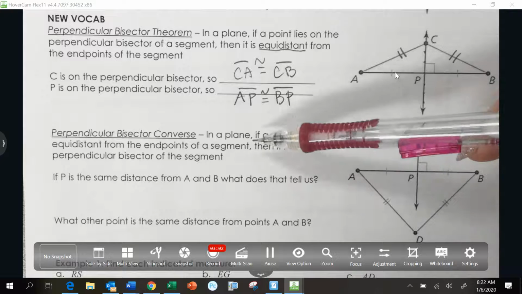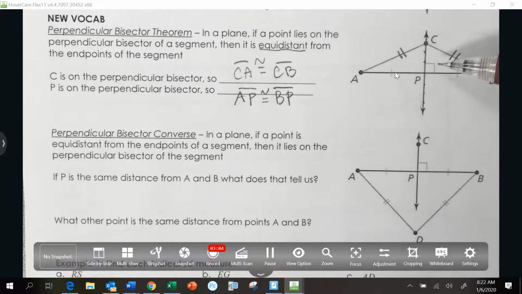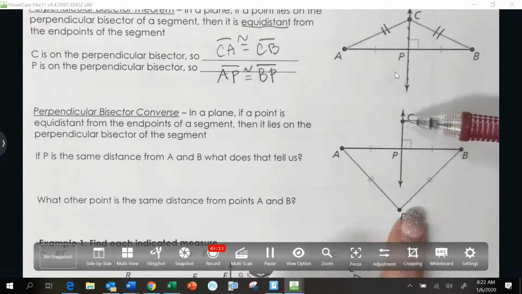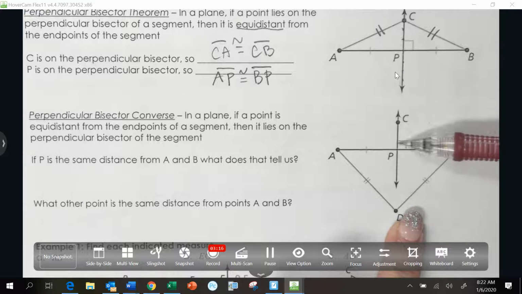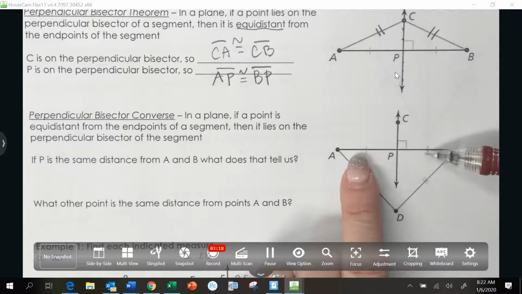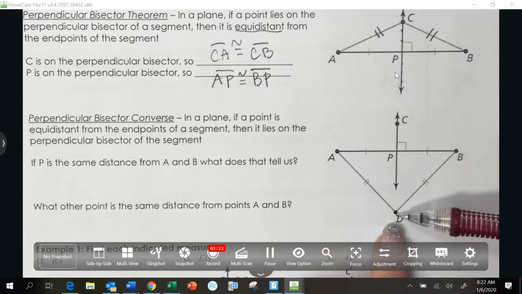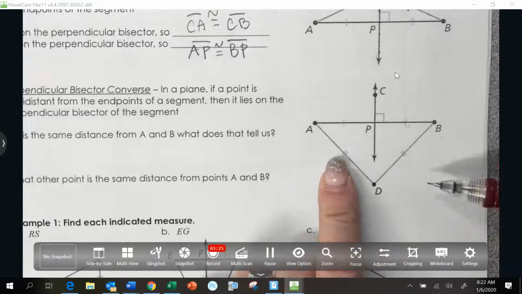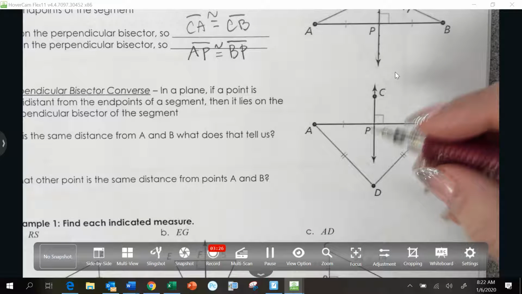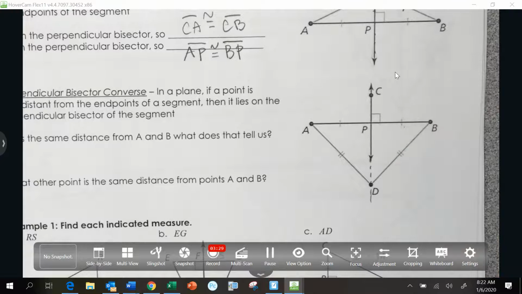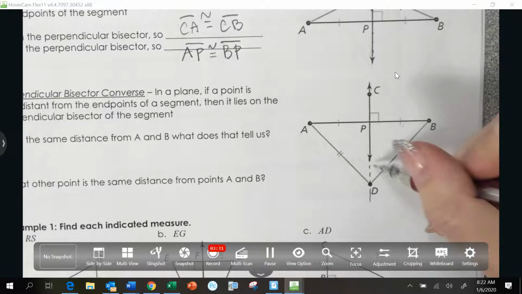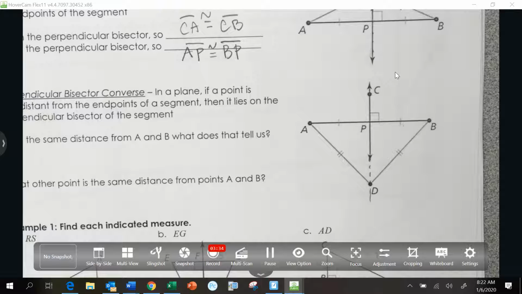The perpendicular bisector converse is this one just backwards. In a plane, if a point is equidistant from the endpoints of a segment, then it lies on the perpendicular bisector of the segment. Here we've got a perpendicular bisector, and I know that because it's perpendicular and I see the two sides are congruent. Down here I've got point D, and these two sides are congruent. So this is telling me that this will eventually pass through point D. So D is on this perpendicular bisector.